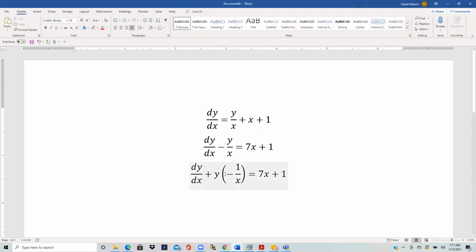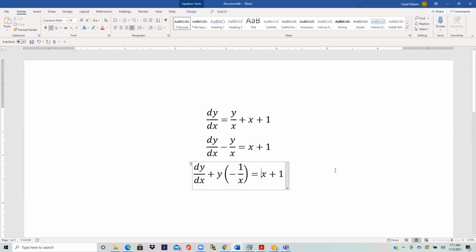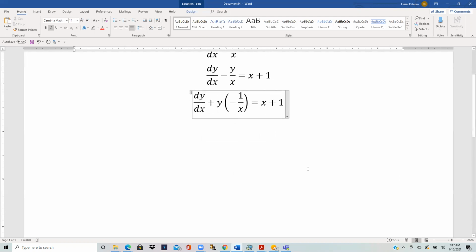So now it's exactly in the form of a linear equation: dy over dx plus y times f of x, where f of x here is negative 1 over x, equals g of x, just x plus 1. So g of x is x plus 1. So we can say that this is linear, with f of x equal to negative 1 over x, and g of x equal to x plus 1.